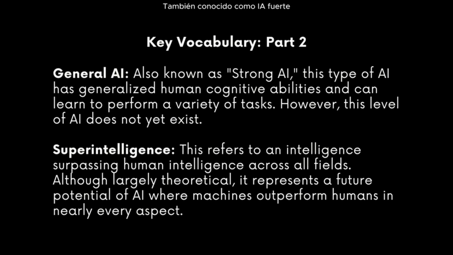General AI, also known as strong AI. This type of AI has generalized human cognitive abilities and can learn to perform a variety of tasks. However, this form of AI does not yet exist. Superintelligence. This refers to an intelligence surpassing human intelligence across all fields. Although largely theoretical, it represents a future potential of where AI machines outperform humans in nearly every aspect. Did you know AI-powered tools can predict student performance and provide real-time feedback, which can help educators adjust instruction to better support each learner.